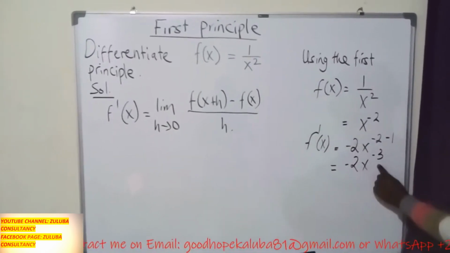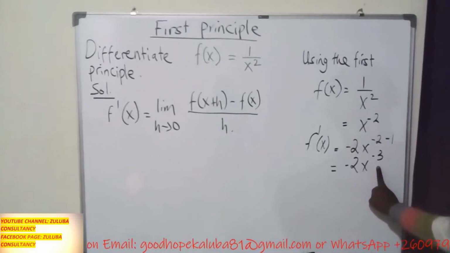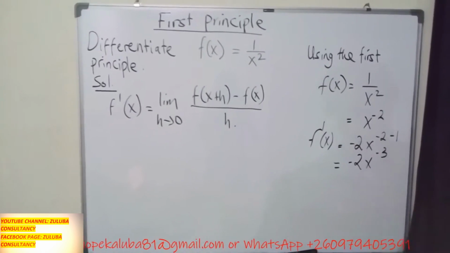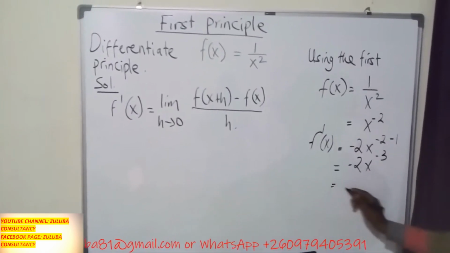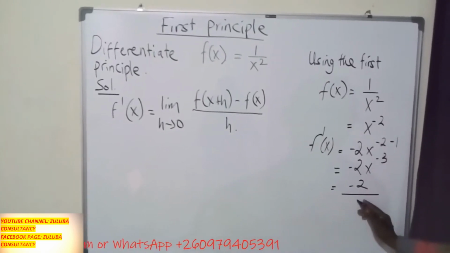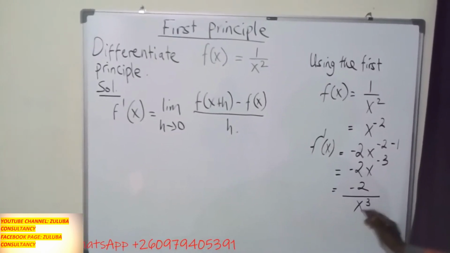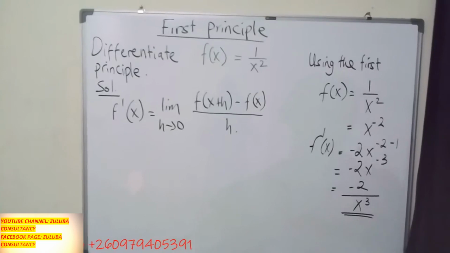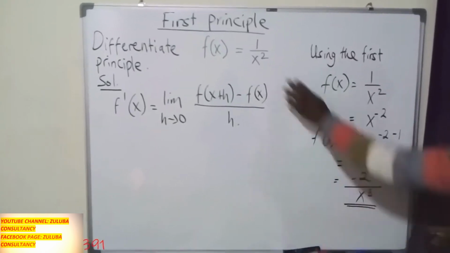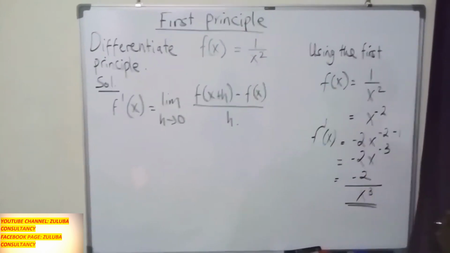Again, this x to the power negative 3, I can change it to a positive index. So this will be negative 2 over x cubed. When we bring this down, the power will change to a positive. So this will be the derivative or the differentiation of this function using the general form.